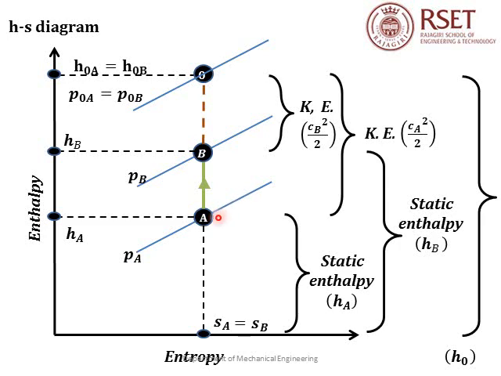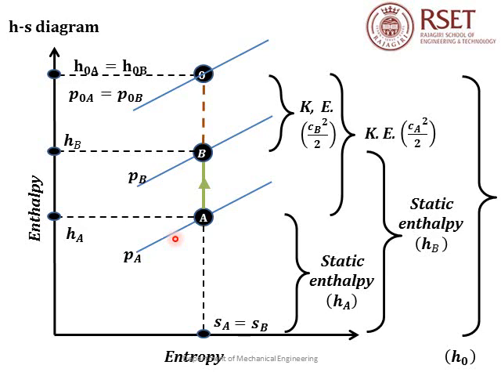Let us start with plotting the point A. Here we get the corresponding enthalpy as the static enthalpy of point A, that is represented as HA. This is the corresponding entropy, that is represented as SA. The constant pressure line passing through A gives us the static pressure. Now as the fluid progresses through the duct from A to B, there is a reduction in kinetic energy.